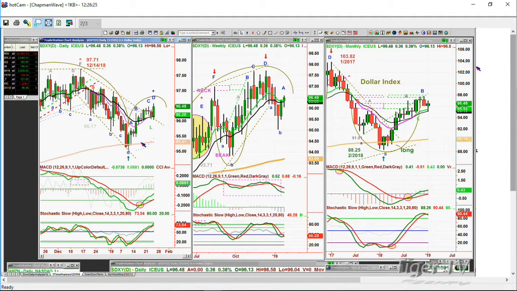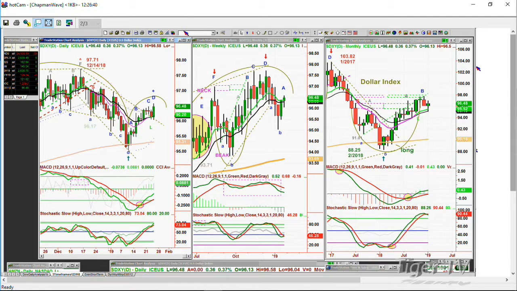So it's in an uptrend, still in an uptrend. It's above the 9 period, above the 14 period in the weekly chart. MACD's lousy and stochastic's lousy, but it's holding in the monthly chart really well. I still think the dollar is the play so far in 2019.